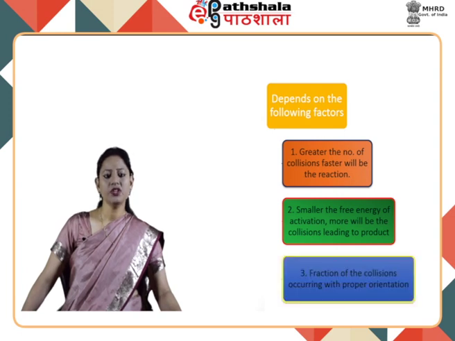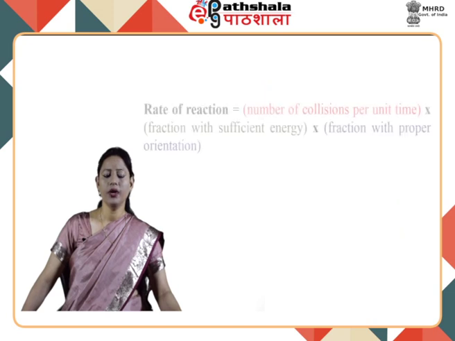Third, the fraction of collisions occurring with proper orientation. So, the rate of reaction equals the number of collisions per unit time multiplied by the fraction with sufficient energy multiplied by the fraction with proper orientation.